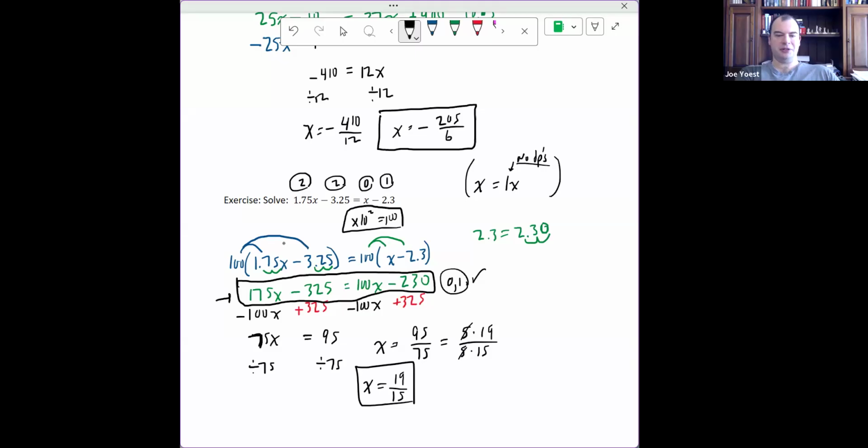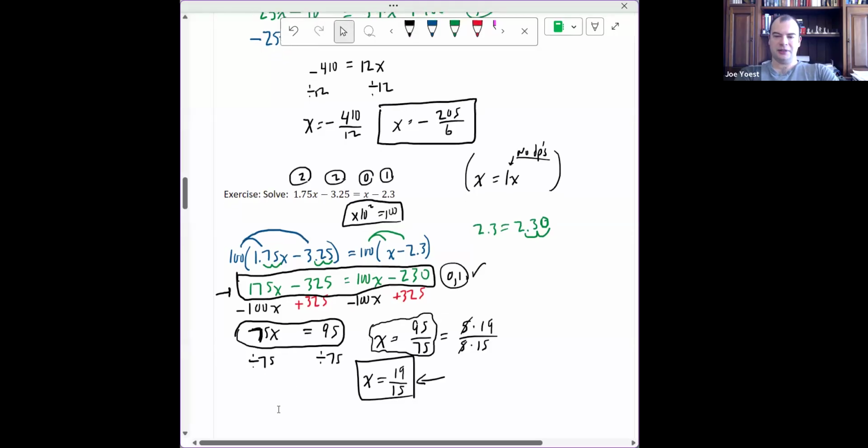That gives me 75x equals 95 when all the dust settles. I divide both sides by 75 and I get an initial solution of x equals 95 divided by 75. I notice there's a factor of 5 in numerator and denominator. I can divide that out to get x equals 19/15 as my solution. Any questions on any of this so far?